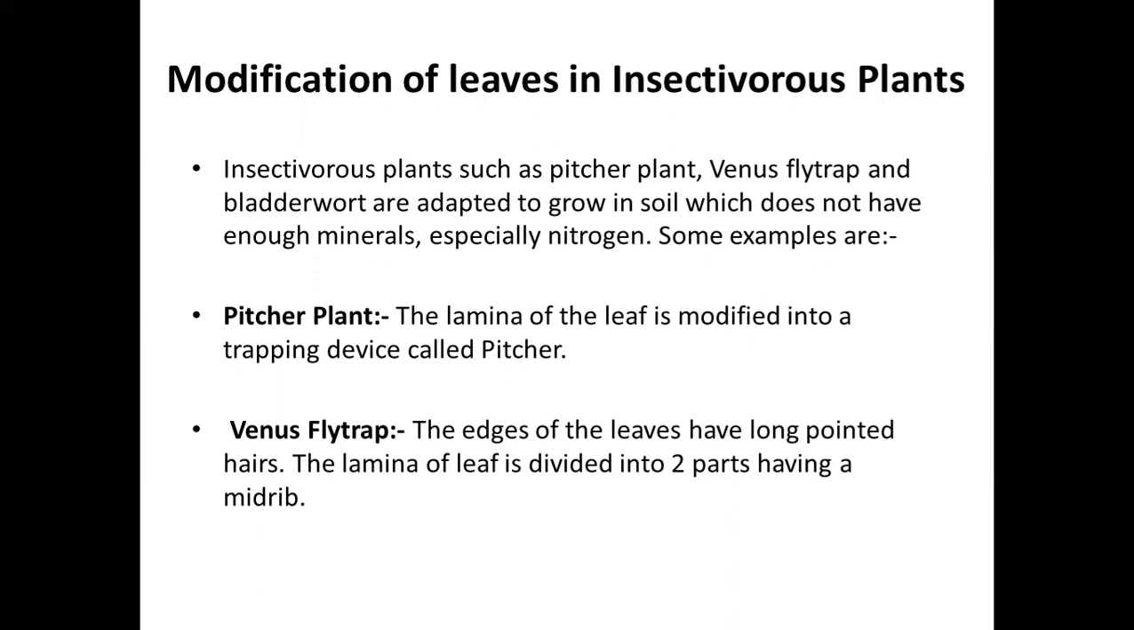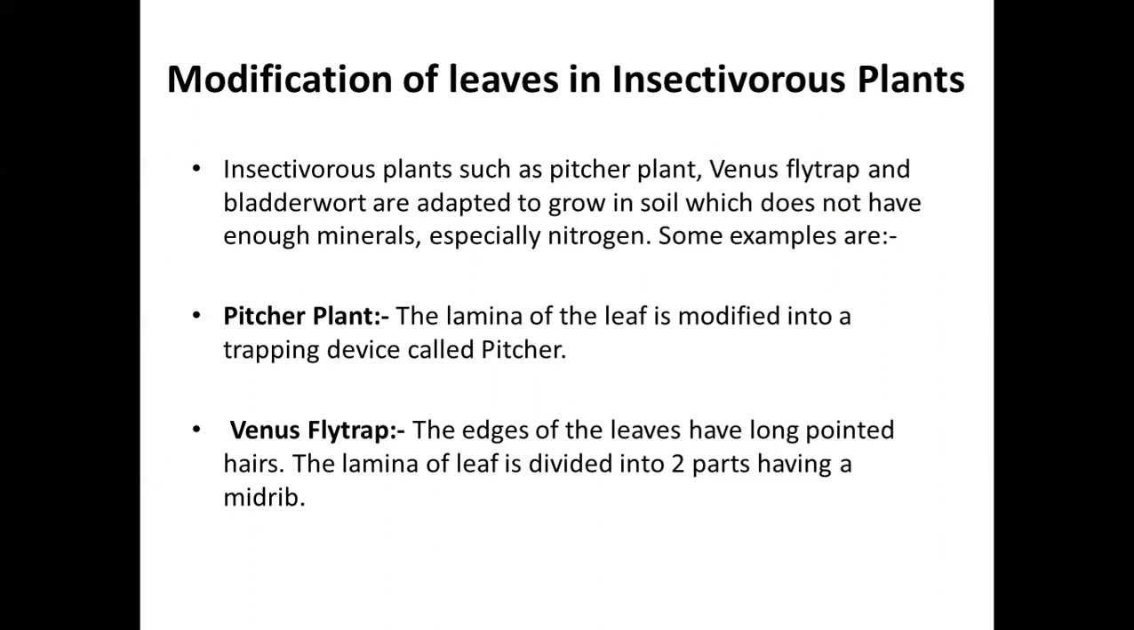So the next one, the pitcher plant, that means the lamina of the leaf is modified into a trapping device. That trapping device is known as pitcher, and the leaf apex forms the lid of the pitcher, and the petiole is there, coiling like a tendril. Then whenever an insect enters the pitcher, the lid will be closed and the insect gets trapped, and this trapped insect is digested by the juice that is secreted at the bottom of the pitcher.